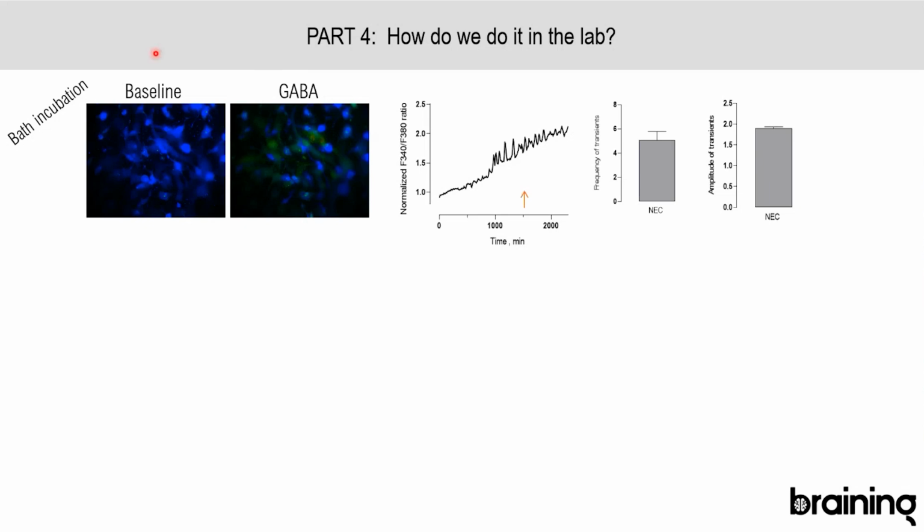This is very important because here we can start changing the protocols. Okay? We can do a bath incubation of a specific drug. In this case, I was interested to see the calcium signaling of this type of astrocytes to a GABA incubation. Okay, so I incubate all the cells in the plate with GABA, and I measure the calcium activity in these cells. Okay, and it was observed an increase in these calcium oscillations when I incubate the cells with GABA. We measured the frequency of the transients as well as the amplitude of these transients.